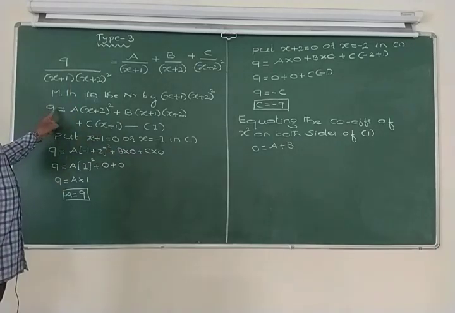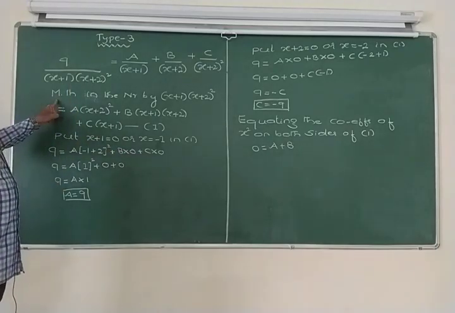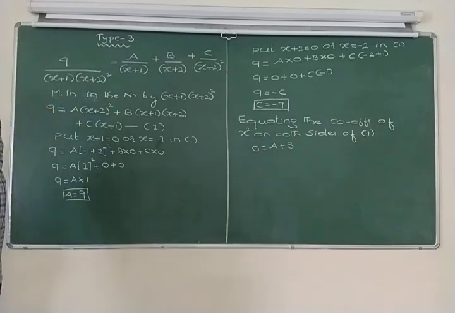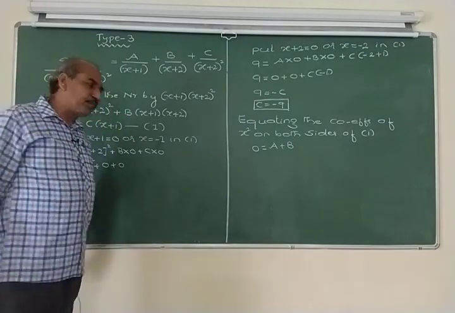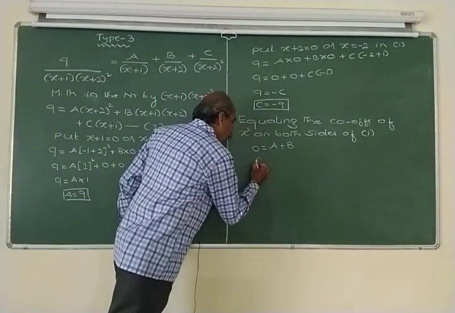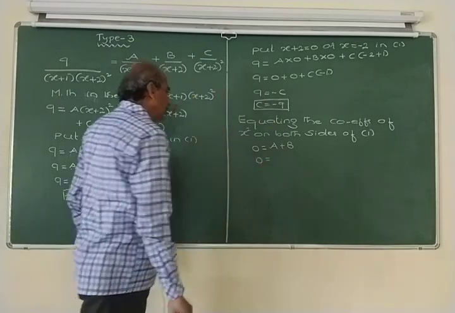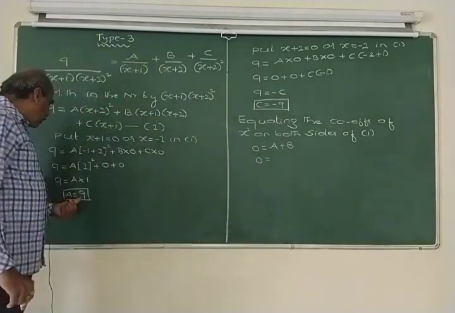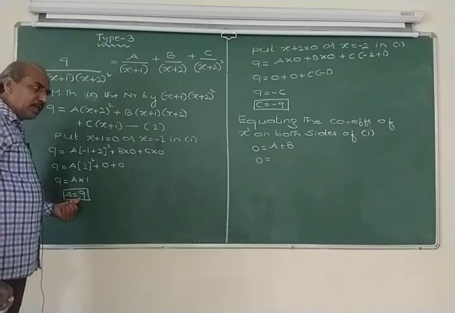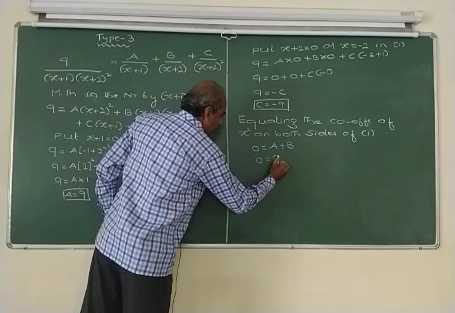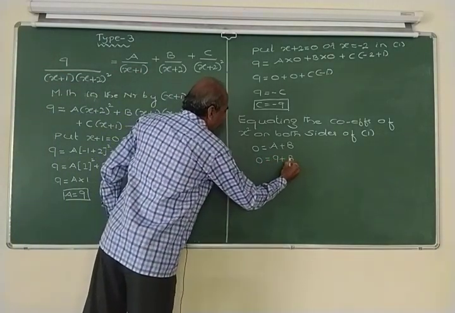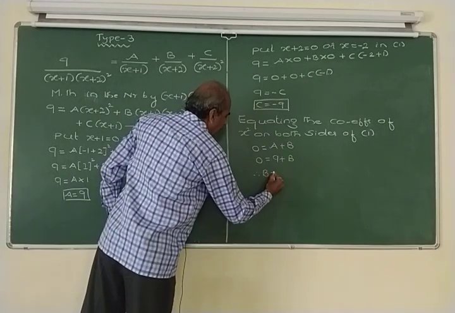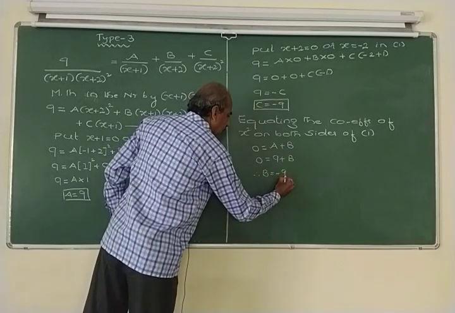Suppose instead of this, if you have 9x square, in that case the coefficient on the left hand side will be 9. Here there is no x square term, therefore it is equated to 0. Then 0 is equal to, one of the values is known to you, that is a is equal to 9, substitute, plus b, therefore b equals minus 9.